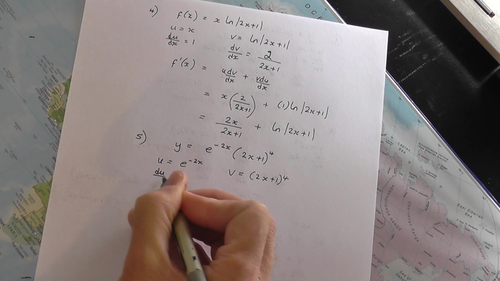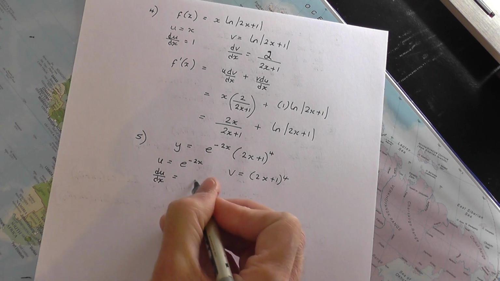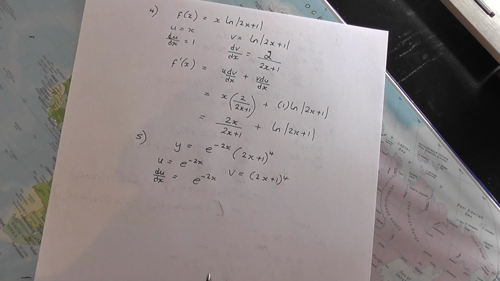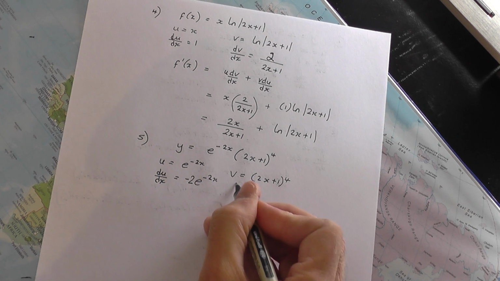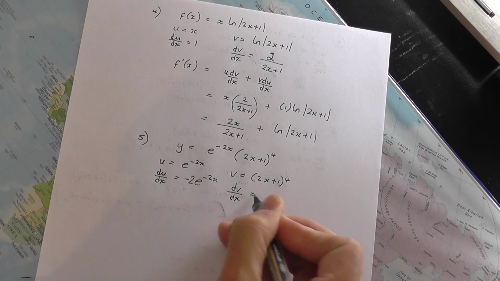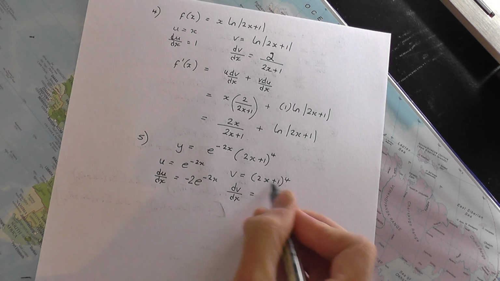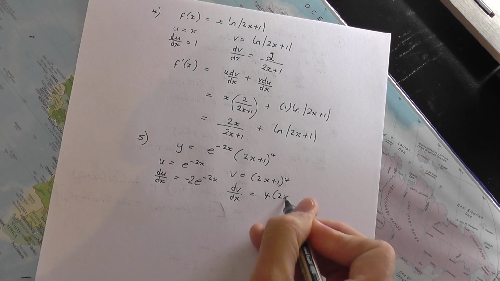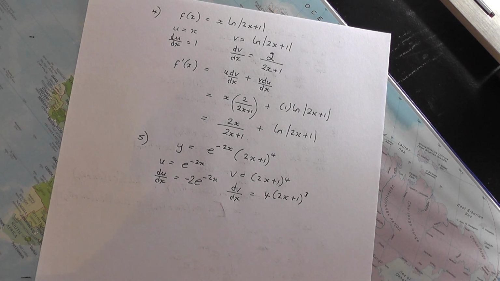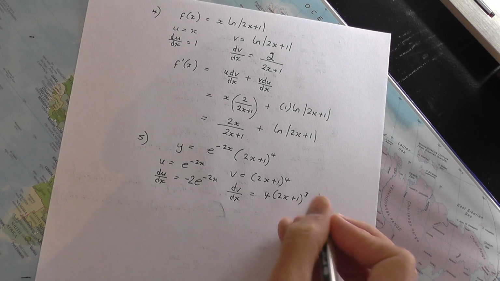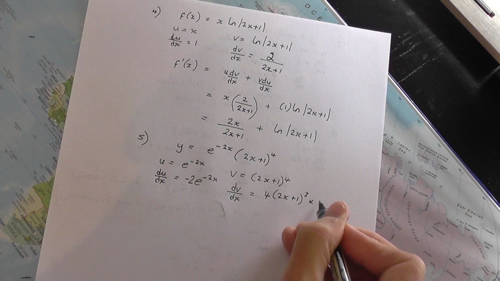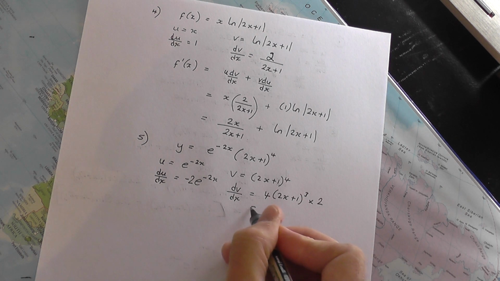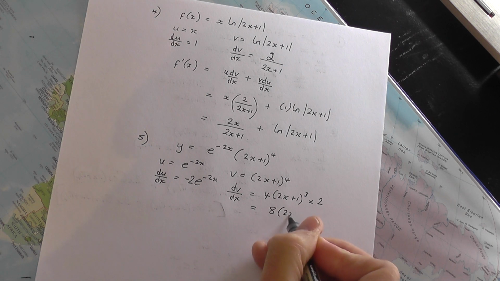So du by dx will be exponential, stays the same. Differentiate minus 2x, you get minus 2 and multiply by it. You get that. dv by dx equals, you've got 2x plus 1 function acted on by power function, a function of a function, power takes priority. 4 to the front, power goes down by 1. Go inside the bracket, get 2x plus 1, differentiate, you get 2. So you multiply by the 2. You end up with 8 lots of the bracket cubed.